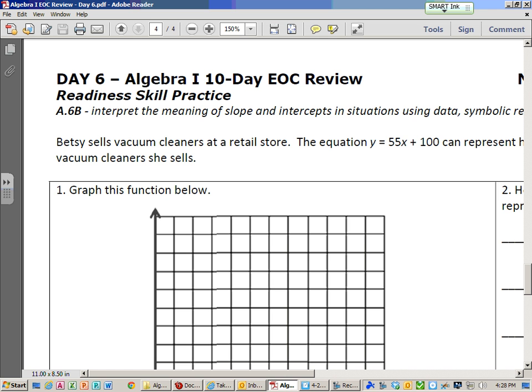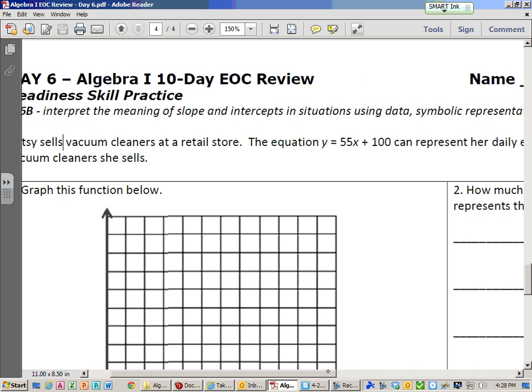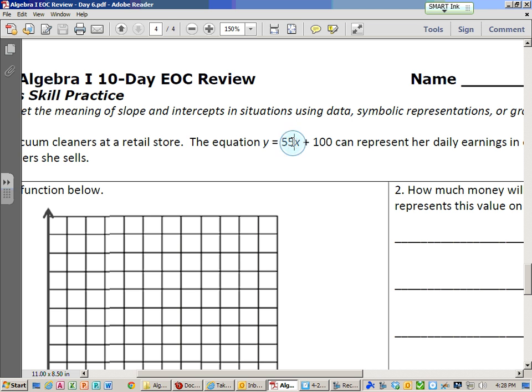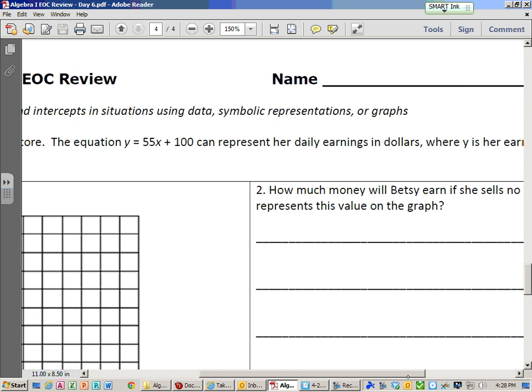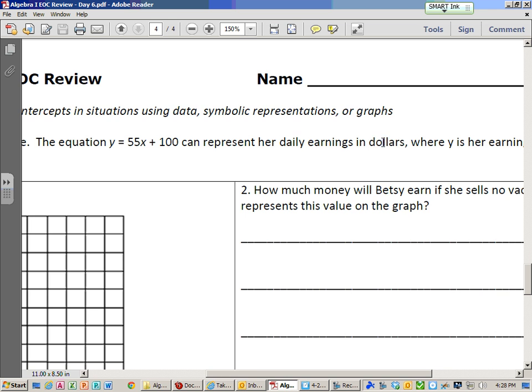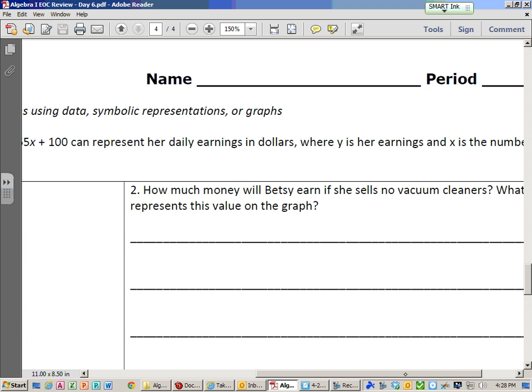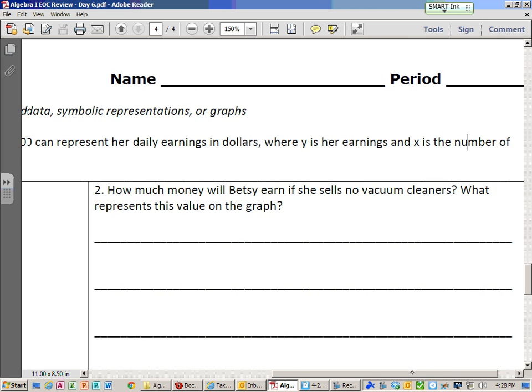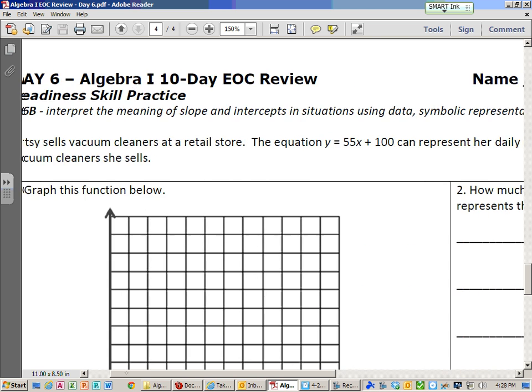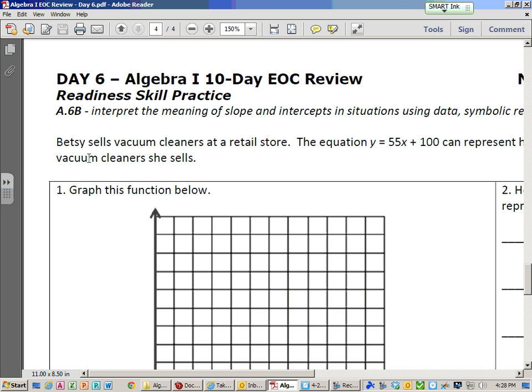It says Betsy sells vacuum cleaners at a retail store. The equation y equals 55x plus 100 can represent her daily earnings in dollars, where y is her earnings and x is the number of, I'm guessing, vacuum cleaners sold? Yep, the vacuum cleaners she sells. So, real easy problem. Let's go through this.